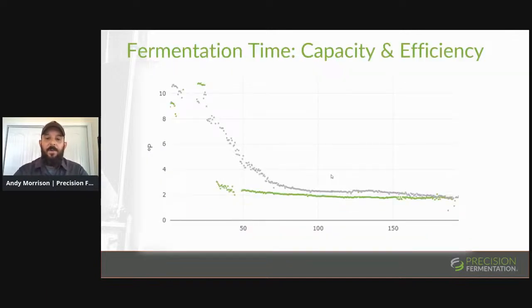Another example of product innovation or process innovation is being able to use this type of data to do a reckoning of capacity and efficiency. What you're looking at here are two back-to-back batches of the same pale ale, where the gray graph was the initial batch done in the traditional way that the brewers had been using for however long they'd been making the beer.